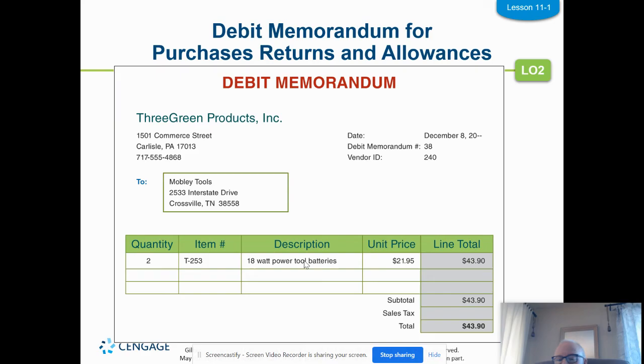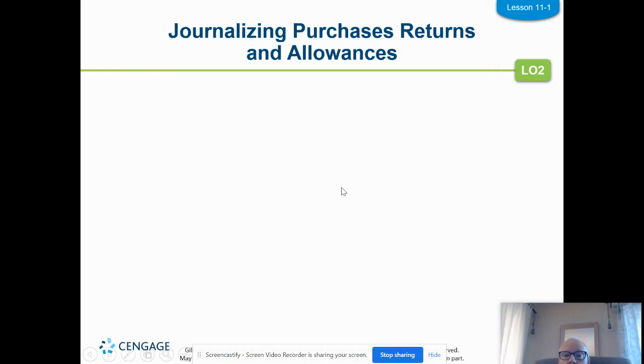So here is a debit memorandum, which again would be the documentation for the return of those goods, quantity of 2, $21.95. For some reason, we returned this product and we're going to reduce the amount. Again, we have a credit balance in accounts payable. We're going to be debiting accounts payable. Maybe think of a debit memorandum as that way of debiting a charge account that we owe something on. That's kind of a terminology thing, isn't it?